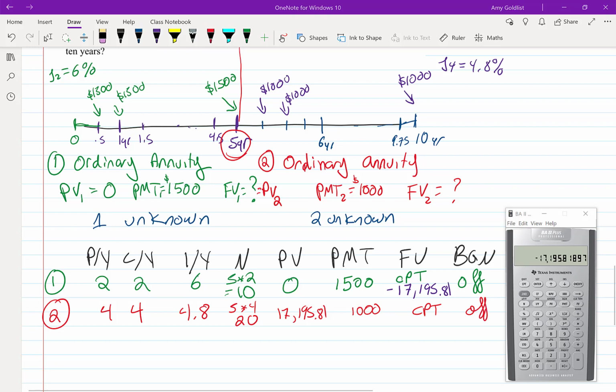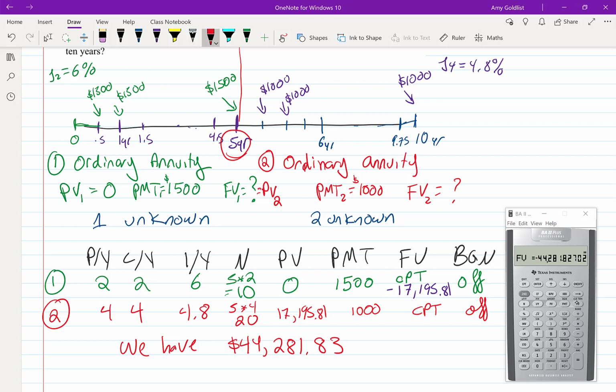So let's input things into the calculator. Make this positive. Now that's the present value. Starting at the side, I have PYCY is 4. Our N is now 20. Important. 4.8 is the interest rate. The present value we've done. Payment is 1,000. And the future value is what we're trying to compute. We end up with an answer of $44,281.83. That's how much money we have.